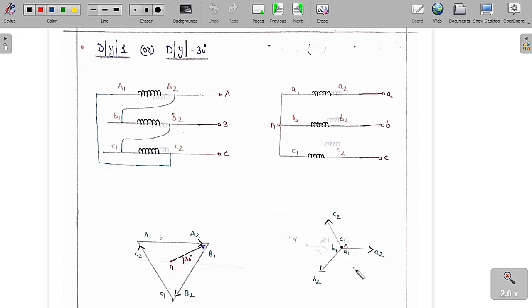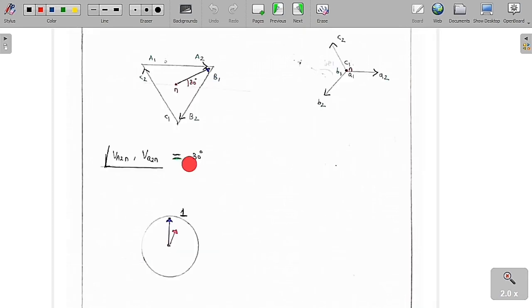The angle between them is nothing but 30 degrees. So this is going to lag this voltage by 30 degrees. Therefore we can say that the low winding phase voltage is going to lag the high winding voltage by 30 degrees. So the phase angle between the phase voltage of the HV winding and the LV winding is 30 degrees. I have already told you the HV winding is represented by the minute hand, and it is always fixed at 12 o'clock, whereas the hour hand is the LV winding phase voltage, which lags by 30 degrees. Therefore it is called 1 o'clock.